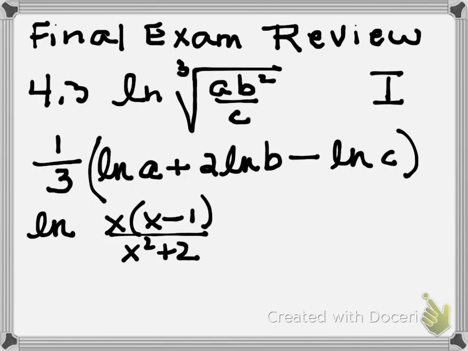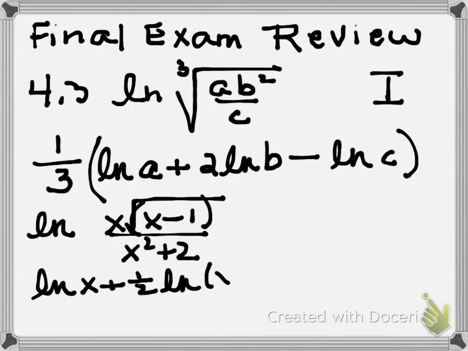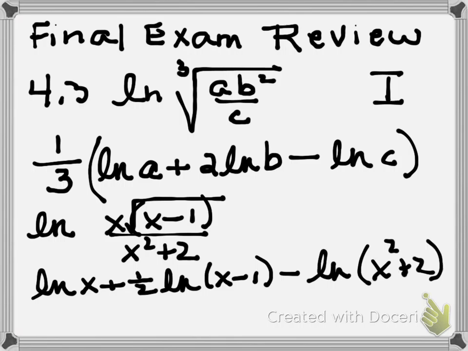So in the numerator, I have ln of x plus, and then I wanted this to be the square root, plus 1/2 ln of x minus 1 minus ln of x squared plus 2. So because it's square root, it's to the 1/2 power. So I have ln of x plus 1/2 ln of x minus 1 minus ln of x squared plus 2, because division is subtraction.